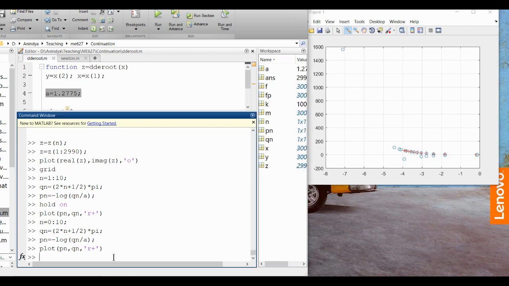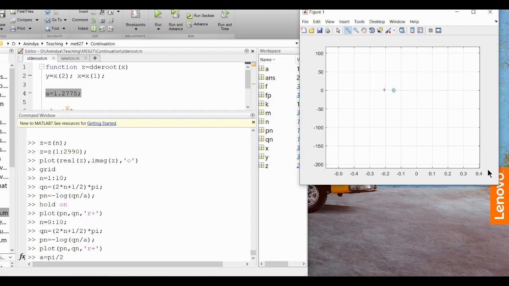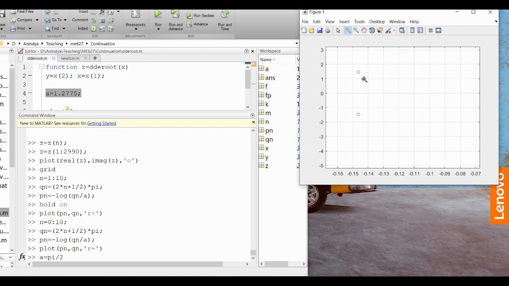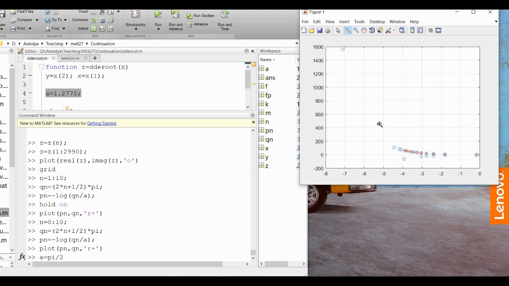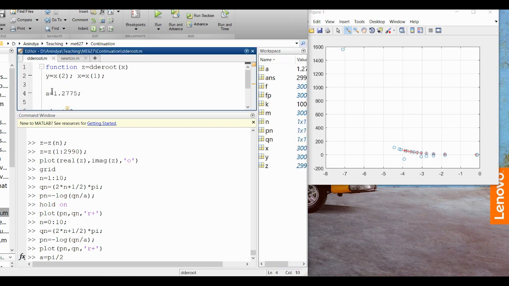Now what happens when I have a equals pi by 2? When I have a equals pi by 2, these roots go over to the imaginary axis. Beyond a equals pi by 2, we will have growing solutions. According to our analysis, it now seems that the system is stable because a needs to be at least pi by 2 and it's not yet pi by 2.